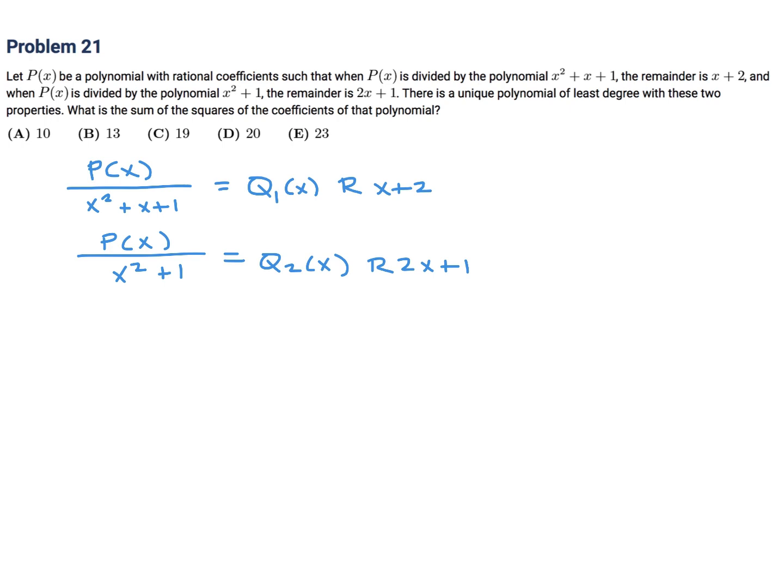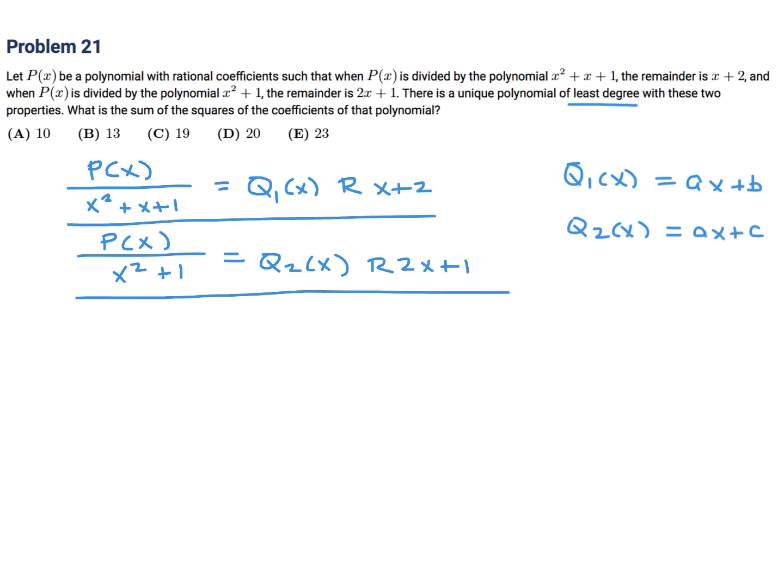So q1 of x, I don't know what it is, and I also don't know what q2 of x is. My guess is that we are asked to find the least degree. Because it's least degree, I am going to make the assumption that q1 of x is of the form ax plus b, and q2 of x is ax plus c. But let's just work through with what we have here without getting too complicated.